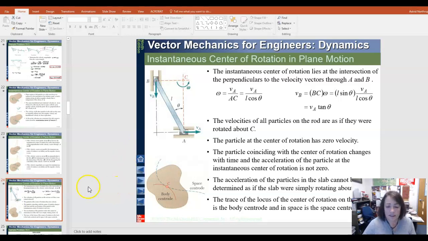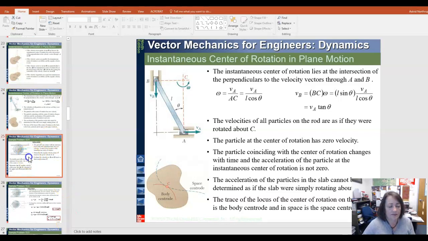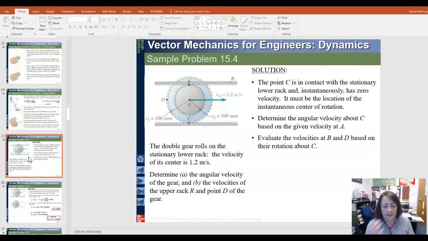So the next point, the acceleration of the particle in the slab cannot be determined as if the slab were basically rotating about C. Only works for velocity. That's all it's saying. The trace of the locus of the centers is the body centrode, and in space is a space centrode. Okay. That is not as important. Sometimes they want you to determine what it looks like, but it's not that important.